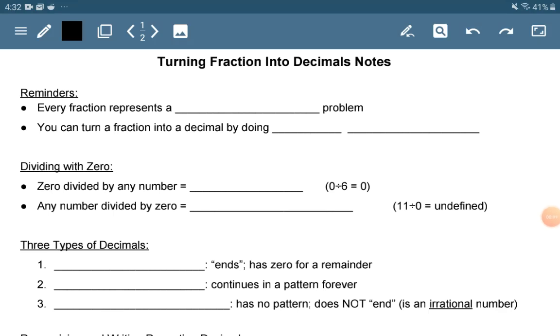Today we are talking about how we can turn fractions into decimals. So a couple quick reminders. One of the biggest reminders is that every fraction represents a division problem. We have been talking about that since the beginning of the year when we talked about unit rates and ratios. So we're going to be thinking of them as division, which means we can turn any fraction into a decimal by doing long division. So we're going to be practicing that a lot today.